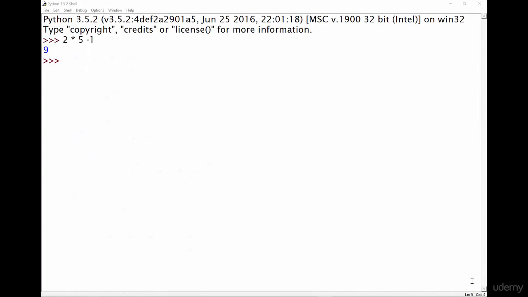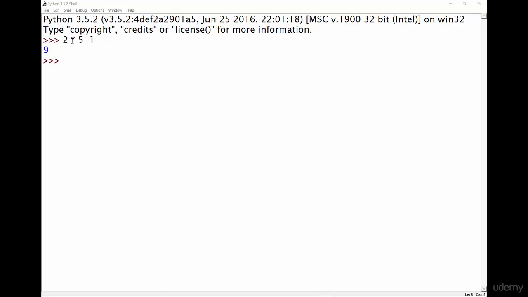So here we are back in our shell, and let's have another look at our calculation to see what might have gone wrong. We wanted this calculation to give us the number 8, because we thought 2 times 5 minus 1 should give us 8, because 5 minus 1 is 4, and 2 times 4 is 8, right? But that didn't happen. It gave us 9. And the reason why is because Python follows the BODMAS system. And in BODMAS, multiplication happens before subtraction.